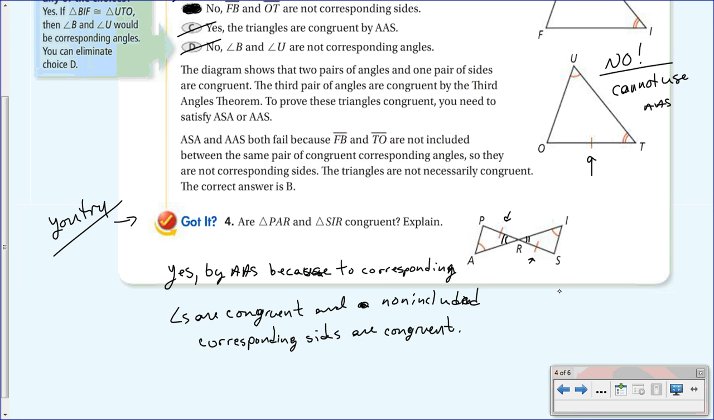Because here we have angle, side, angle, side. These are corresponding sides because they both touch angle R. Well, you can't call it angle R, but I'm going to call it angle R for simplicity's sake. Both of these sides touch angle R in each triangle, so therefore they are the same non-included side, and they are congruent, and then two angles are congruent as well. So we have angle, angle, side congruency here.